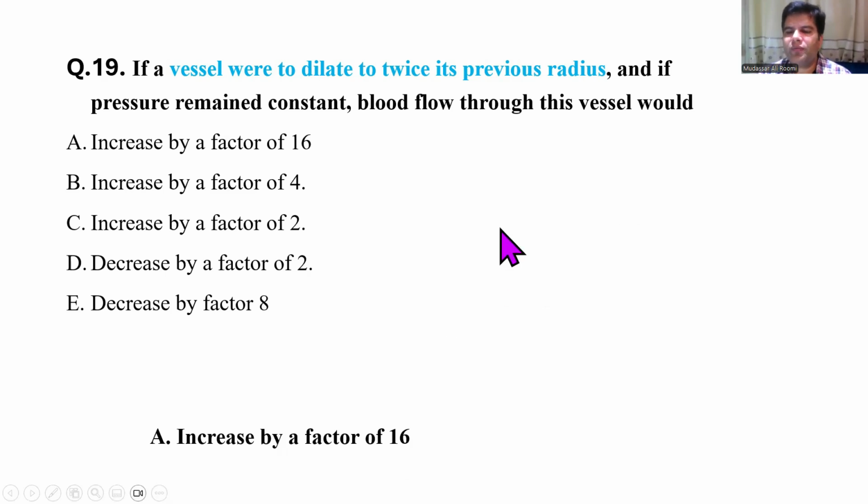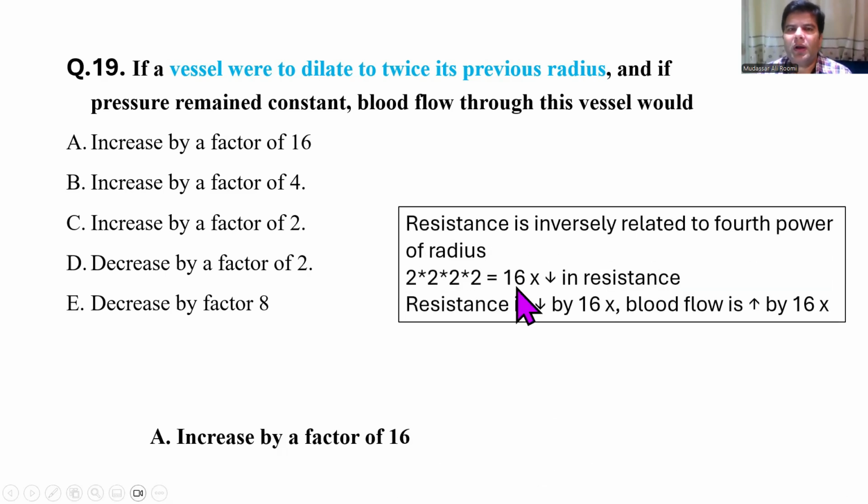So this is calculated according to the fourth power law or Poiseuille's law. According to the fourth power law, resistance is inversely proportional to the fourth power of the radius. So if the vessel is dilated and the radius is doubled, 2 raised to power 4, which means 2 times 2 times 2 times 2, the resistance will be decreased by 16 times. If the resistance is decreased by 16 times, then the blood flow will also be increased by 16 times. So this is why in this case there will be an increase in blood flow by 16 times.